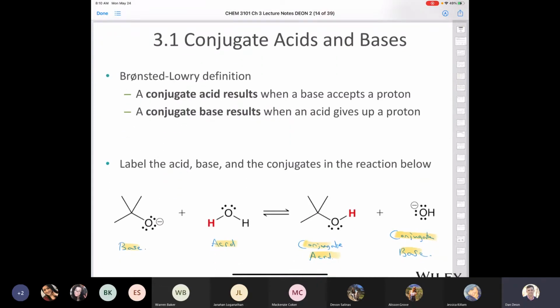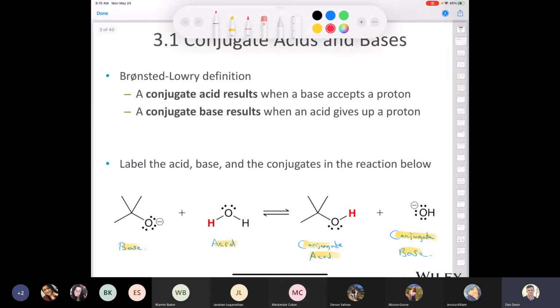So a conjugate acid results when a base accepts a proton, and a conjugate base results when an acid gives up a proton. If you're ever confused about those definitions, all you have to do is think about the reaction going backwards, right? Because usually students can remember what an acid and a base is.